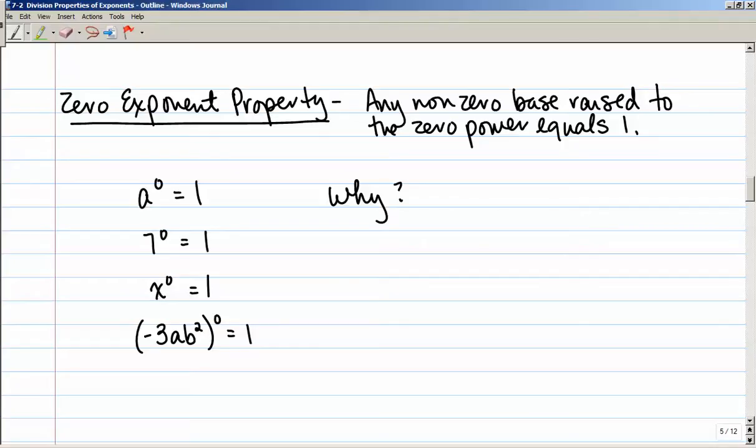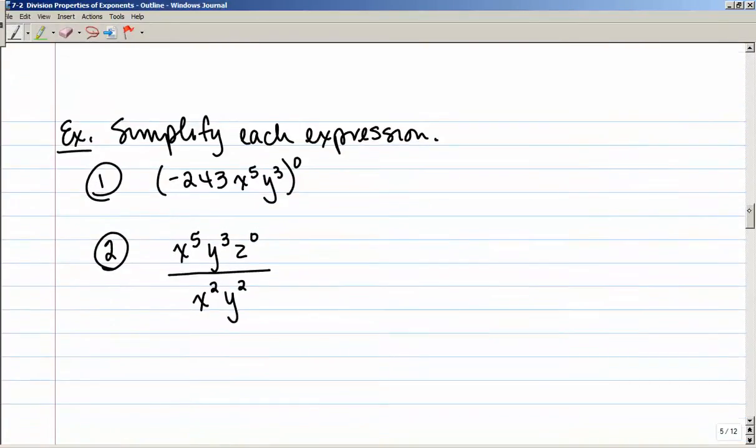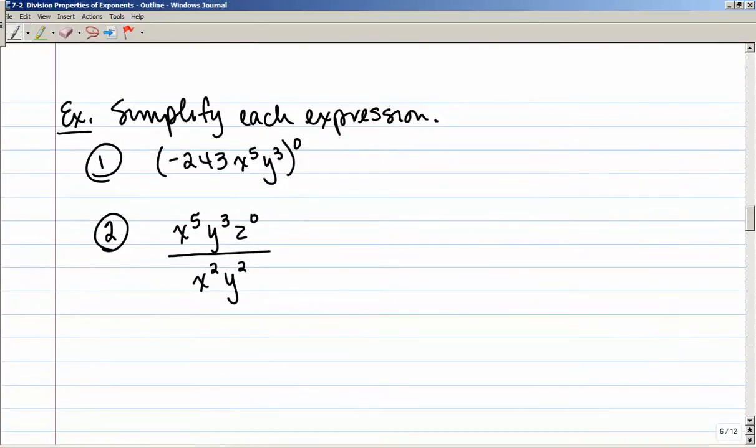I don't know why I wrote y in there. I'll explain that when I get back. Let's do a couple examples here. Negative 243, x to the 5th, y cubed, the whole thing to the 0 power, 1.